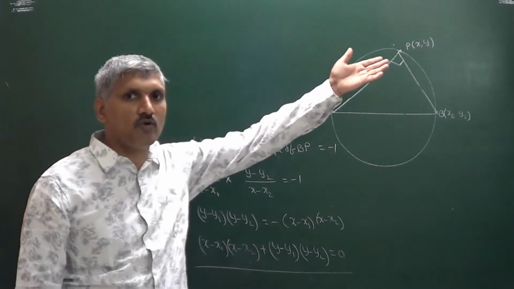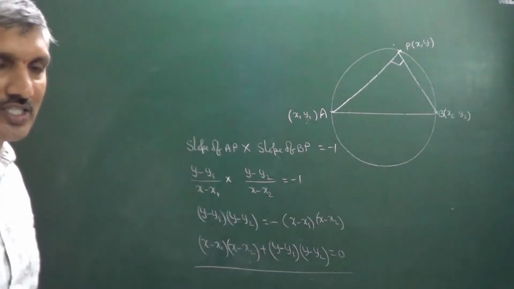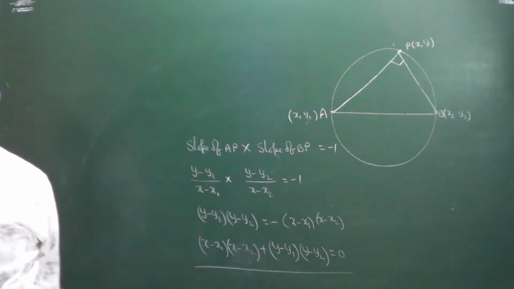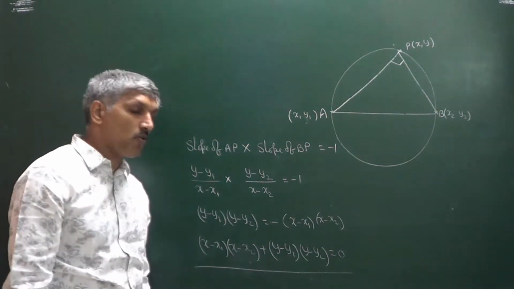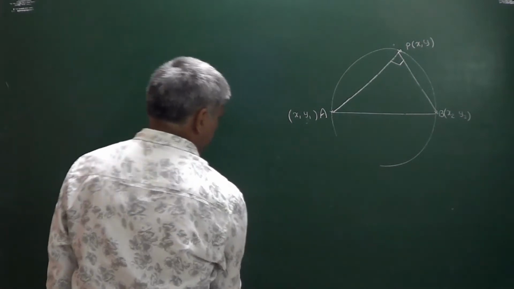If x1 y1 and x2 y2 are the endpoints of the diameter of a circle, then the equation of the circle is given by x minus x1 into x minus x2 plus y minus y1 into y minus y2 is equal to 0.